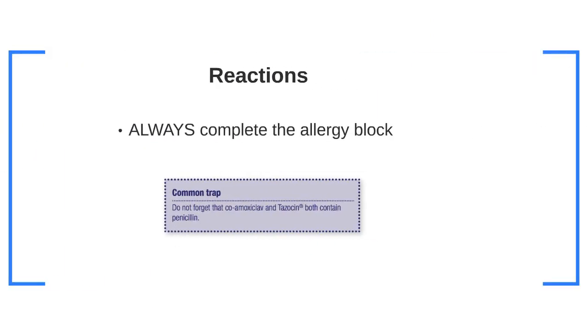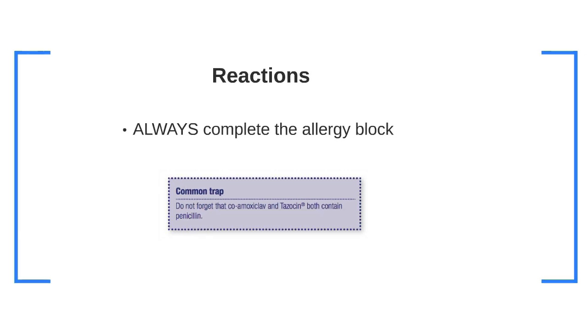This is another very important one. R stands for reactions. You should make sure that the allergy block of the chart is complete and take note of any specific allergies that are present. Importantly, for antibiotics, you should remember that common drugs such as coamoxiclav and tazocin both contain penicillin.